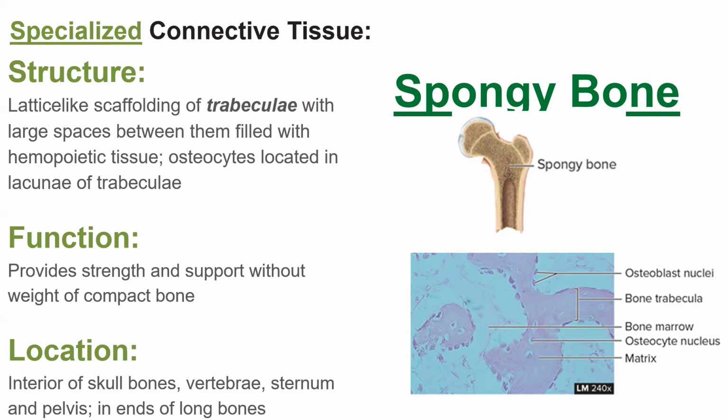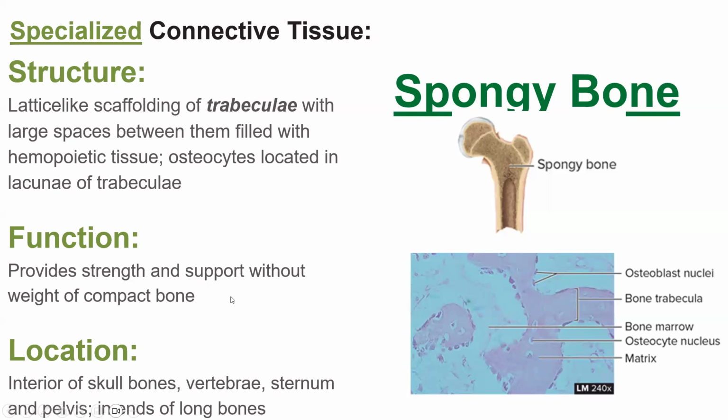This word hemopoietic means it's blood producing. So this is where our blood cells are going to be made primarily. And so we still have osteocytes. The actual type of cell doesn't change. It's really more the organization.